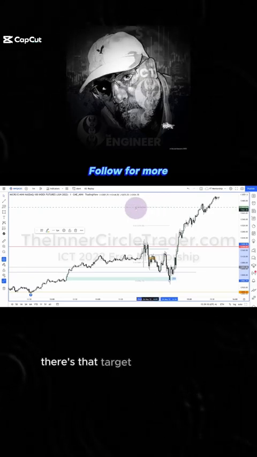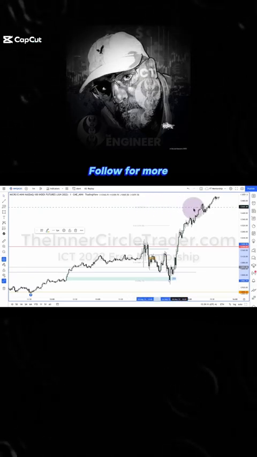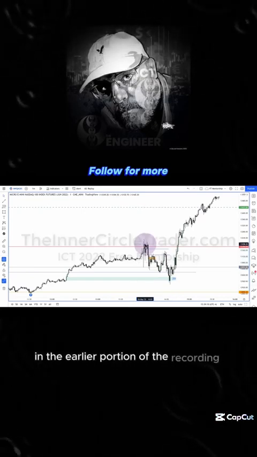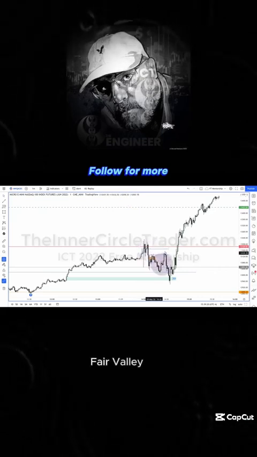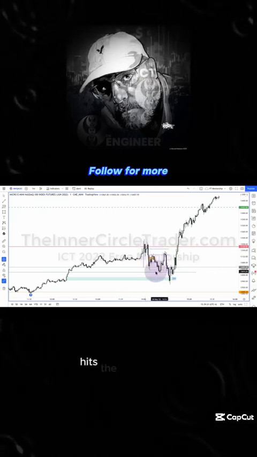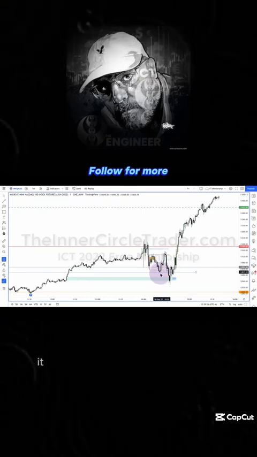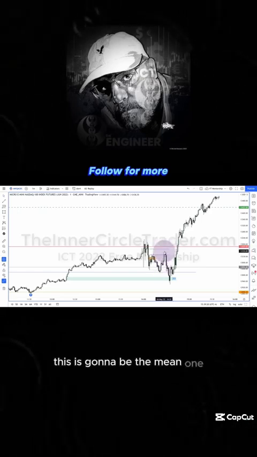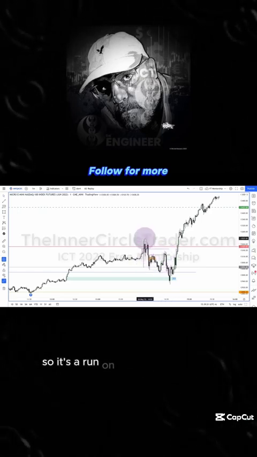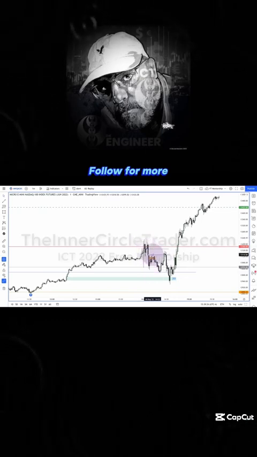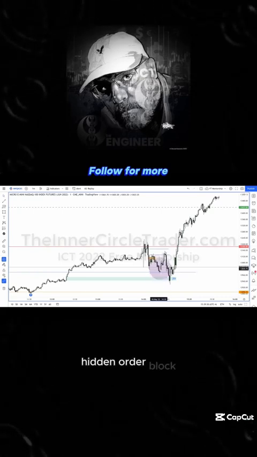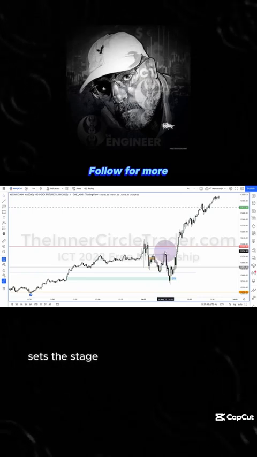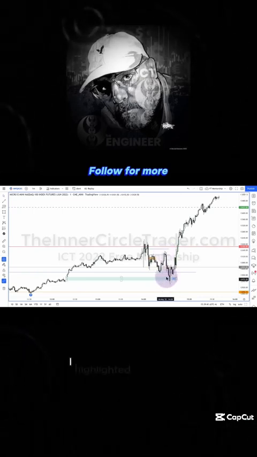There's that target I was looking for in the lower portion of the recording. Fair value gap. Initial one here drops down, hits the order block, which is that blue line here. It bounced up into the fair value gap. This is what I was suggesting. This is going to be the main one. So it's a run on liquidity, drop down, start to drop even lower, hit an order block, then rallies up, hits the fair value gap. That sets the stage for the decline down into the area I highlighted in advance.